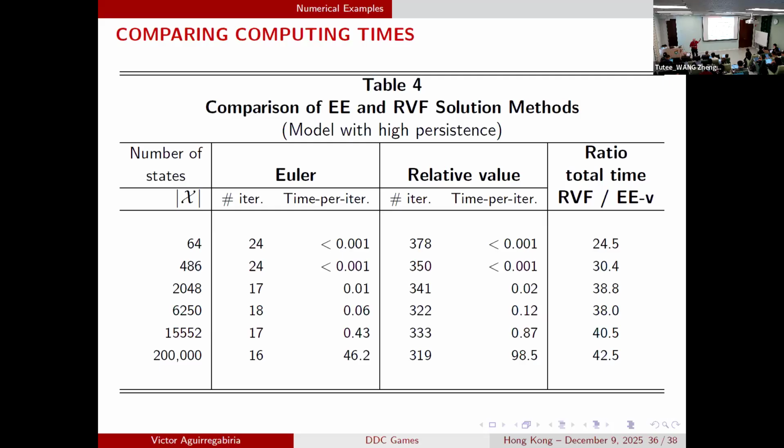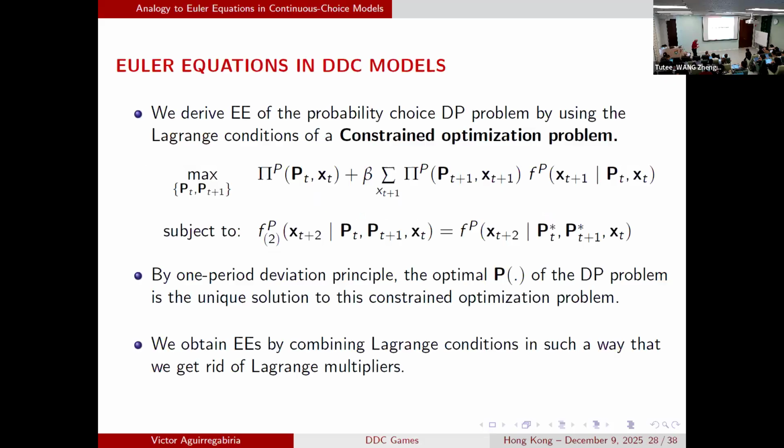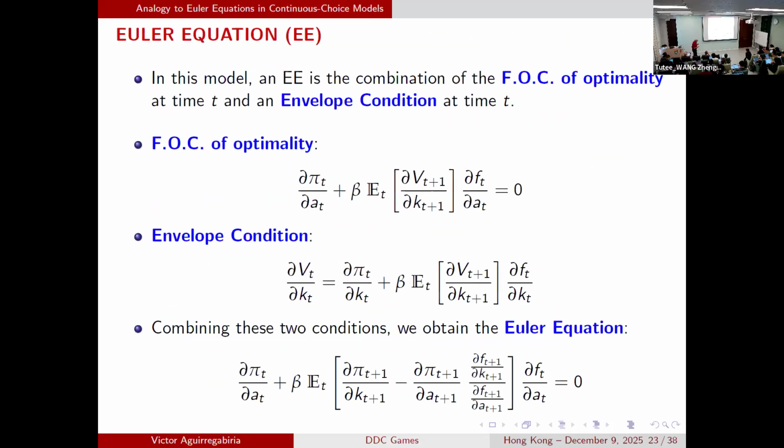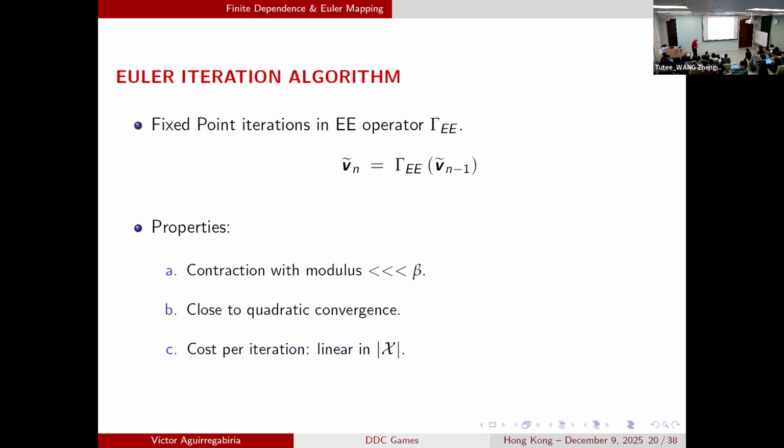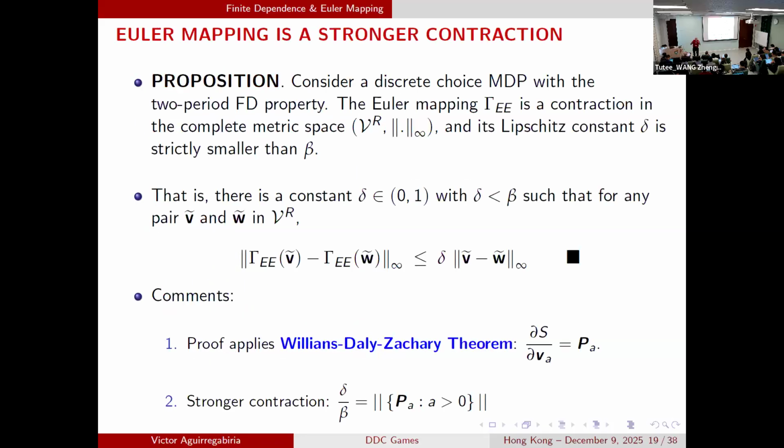That is not the case for the Euler equation. Basically, as I have described before, here it is not the maximum eigenvalue of that transition matrix. It has to do with the choice probabilities. The magnitude of these choice probabilities is what is making this delta smaller.